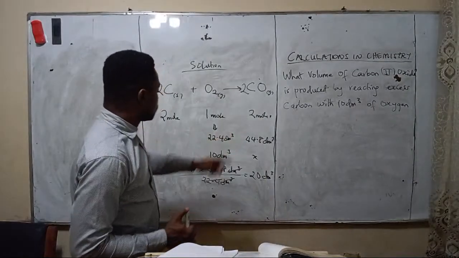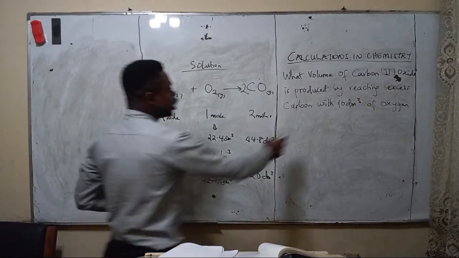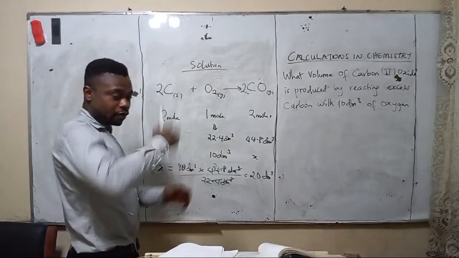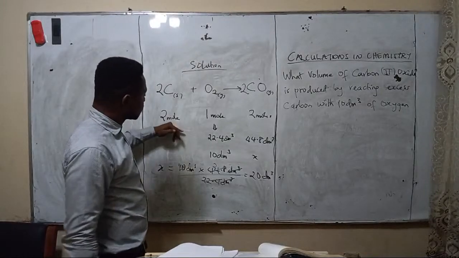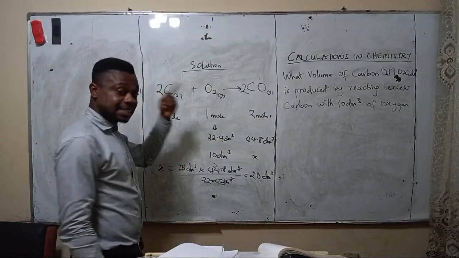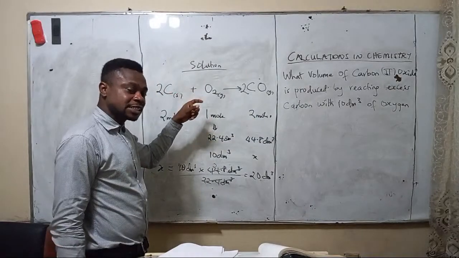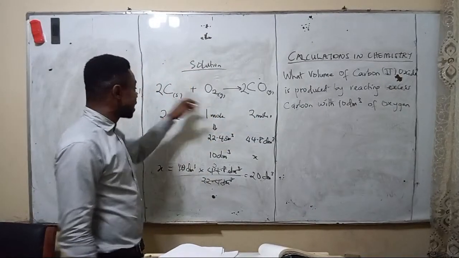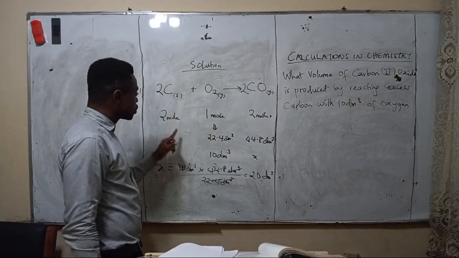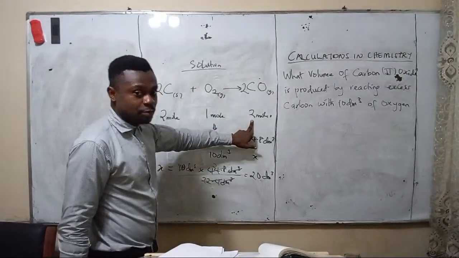So the volume of carbon dioxide that we produce is 20 dm cube when 10 dm cube of oxygen reacts with excess carbon. Let me go over it again. I first of all got their mole ratio. When excess carbon reacts with oxygen, carbon dioxide will be formed, but when excess oxygen reacts, a different oxide will be formed. Here carbon is in excess. So from this balanced equation, 2 moles of carbon react with 1 mole of oxygen gas to produce 2 moles of carbon dioxide.